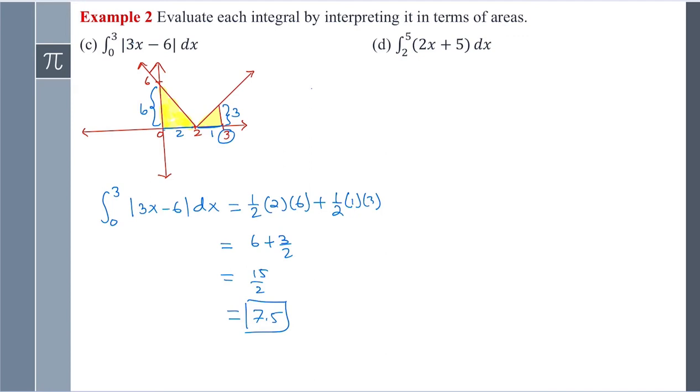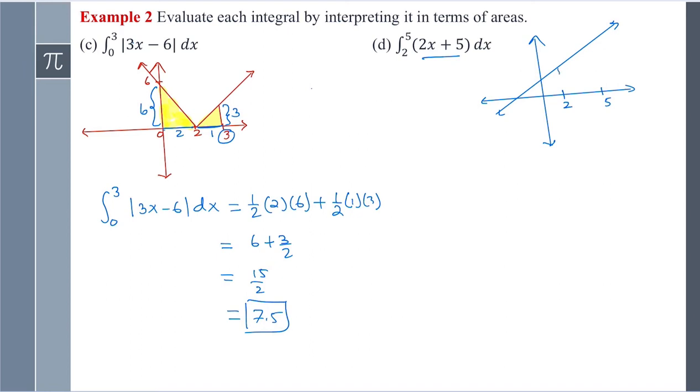So we have 2x plus 5. This is again a line, so let's go ahead and graph this function. The y-intercept is 5 and the x-intercept is -2.5. So if you look over here, it looks like this. Okay. So we are going from 2, let's say this is 2, to 5. Let's say this is 5.